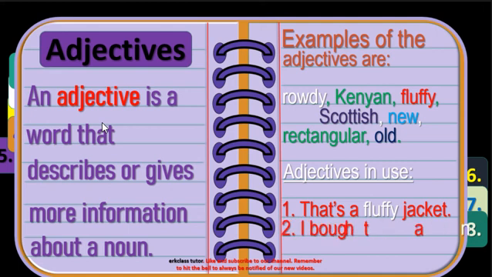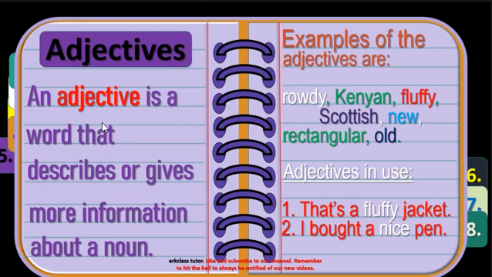Our sentence number 2, I bought a nice pen. The sentence can also be read as I bought a pen without the word nice. If we add the word nice, we give more information about the pen, and the pen in this case is our noun.